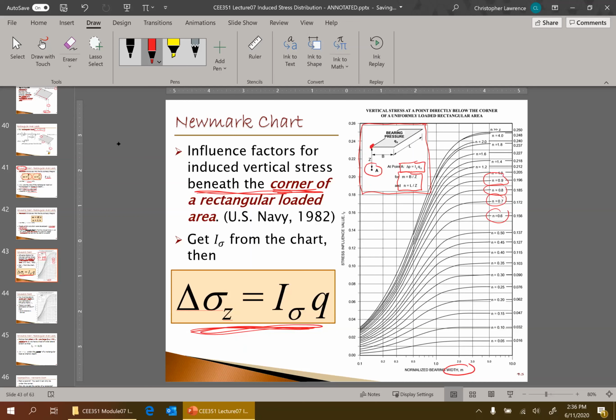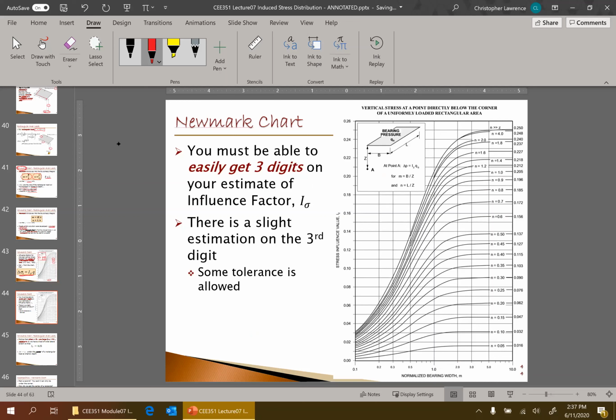Okay, so how exactly do we read this chart? On the vertical axis, we see the influence values. That's what you're looking for. And you notice that 2 decimal places are given. Your job is to read the chart accurately enough to get that 3rd decimal place. We may get slightly different answers based on our estimation from this chart, but we have to get that 3rd digit close enough. All right, so everybody, please focus. It's not really easy to figure out how to read this chart, but that's what we're going to focus on for a minute.